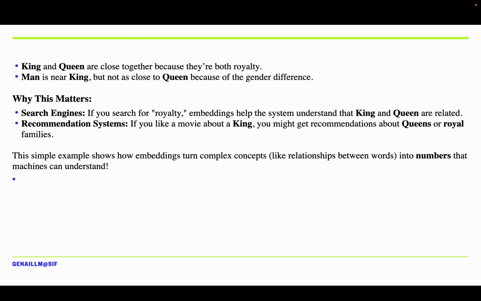Why does this matter? It helps search engines. If you search for royalty, embedding helps the system understand that king and queen are related. In recommendation systems, if you like a movie about a king, you might get recommendations about queens or royal families. This simple example shows how embedding turns complex concepts and relationships between words into numbers that machines can easily understand.